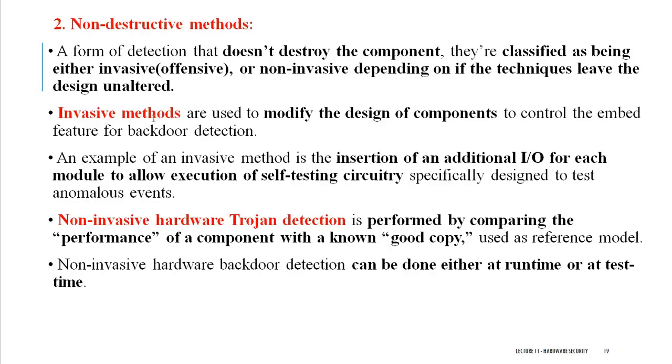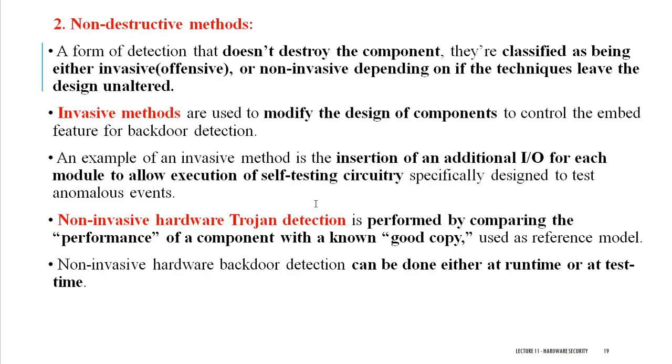There are two methods available, the invasive method and the non-invasive method. In the invasive methods, you modify the design of the components to control the embedded features of the backdoor. For example, insertion of additional input and output to allow the execution of self-testing circuitry. That means you check each and every part of your hardware device to see whether it is working perfectly or not. If you find anything, you simply replace it.